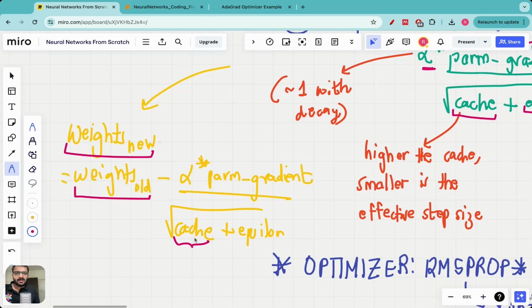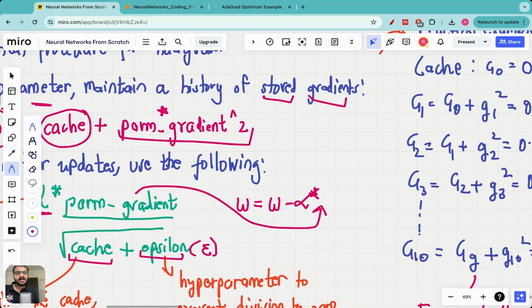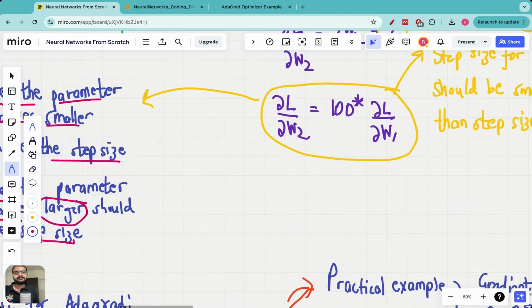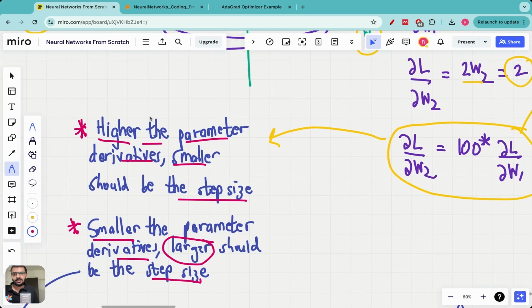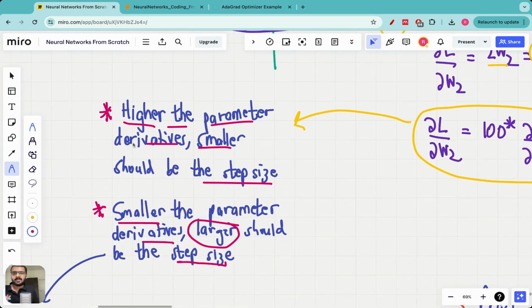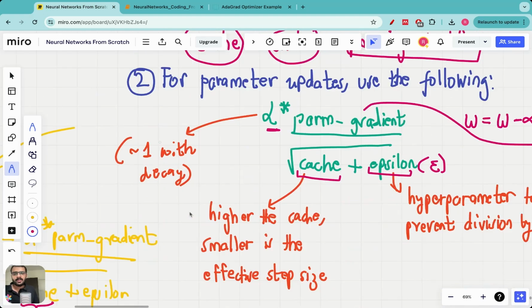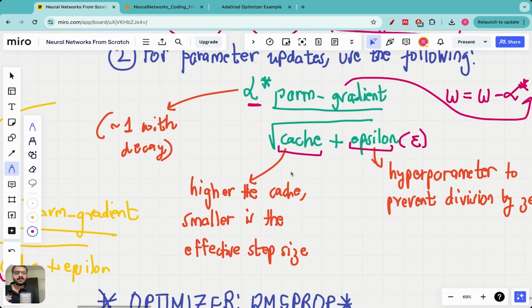On the other hand, if the accumulated square gradients up till that point are very small, then the square root of cache will be small, and so the effective step size will be large. This is exactly what we wanted. If you look at these pieces of text over here, we wanted the higher the derivative, smaller the step size, and smaller the derivatives, larger the step size. By including this cache term in the denominator, we ensure that.